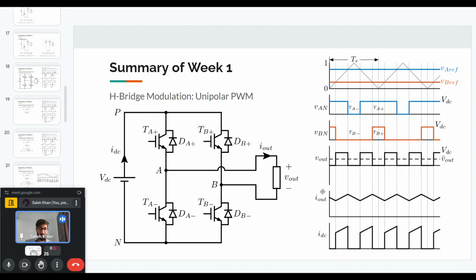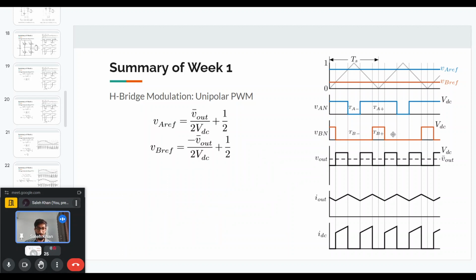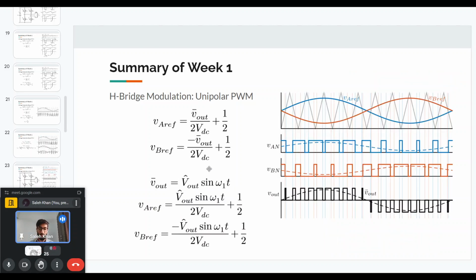So because of this case, the output current waveform is also shown here. And what is important here is that the DC current varies between plus output current and 0. It does not go to the negative portion for the case that I have shown here. For a sinusoidal case, it will go to negative as well in the negative half cycle. So that we can also find out later. But now, similar to the bipolar case, if we want to find out what will be the value of VA ref and VB ref, we can again find the average output voltage, and based on the average output voltage, we can see what VA ref and VB ref will look like. And again, if we want a sinusoidal waveform, we can substitute V out bar using a sinusoidal function. And in that case, this is how the waveforms will look like.